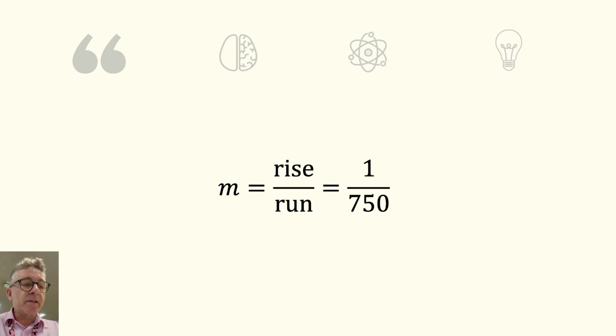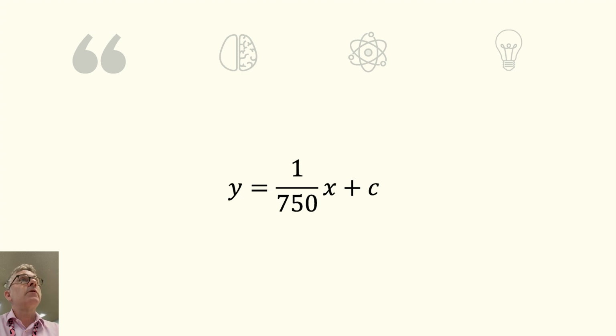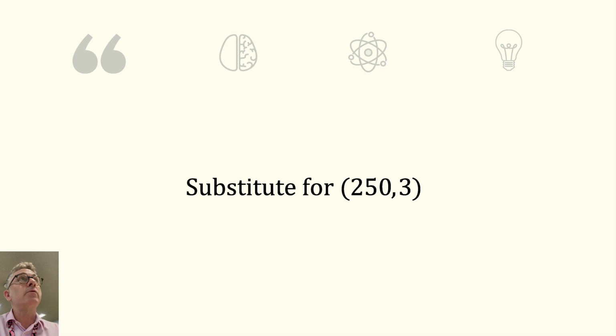The question asks us to find the total loss of tread, d, after s kilometres. So that's going to be an equation of the form y = mx + c. We've already worked out the gradient. Gradient is 1 over 750. So then what we do is we substitute. I'm going to use the point x is 250 and y is 3. So I drop that into this equation.